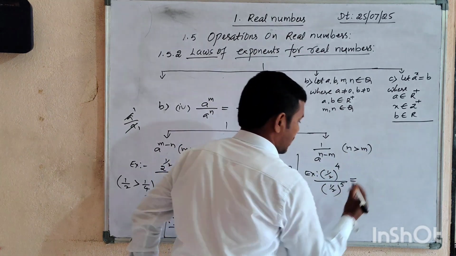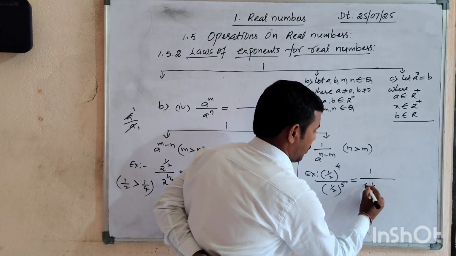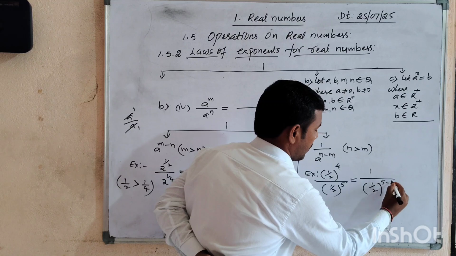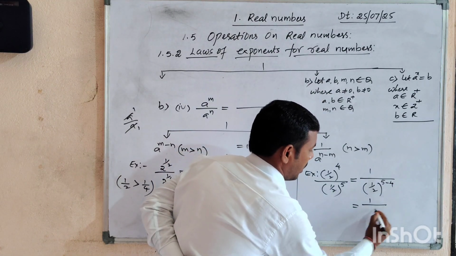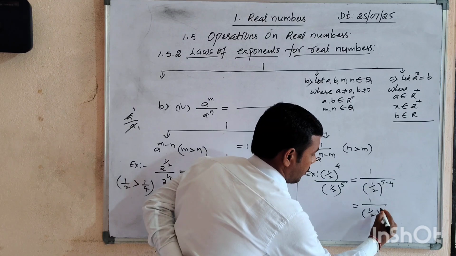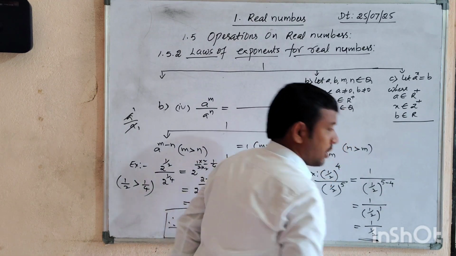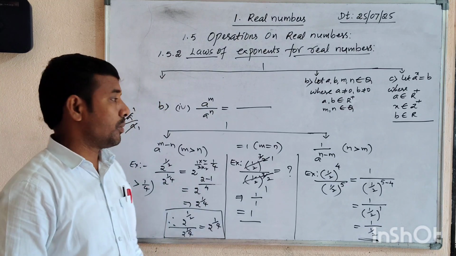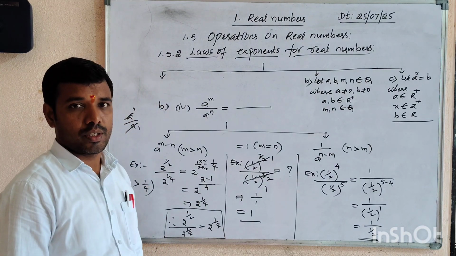So what about its answer? The answer is 1 by 2 to the power of 5 minus 1, 4, 5 minus 4. The result is 1 by 2 to the power of 1. That means 1 by 2 is the answer. Okay. This is about the fourth formula, right?